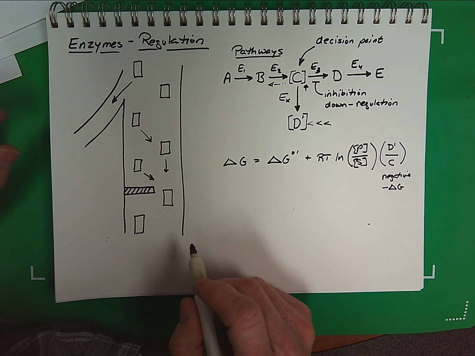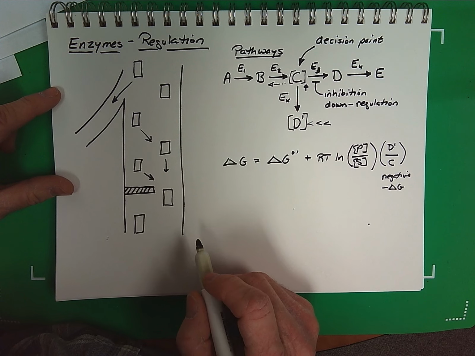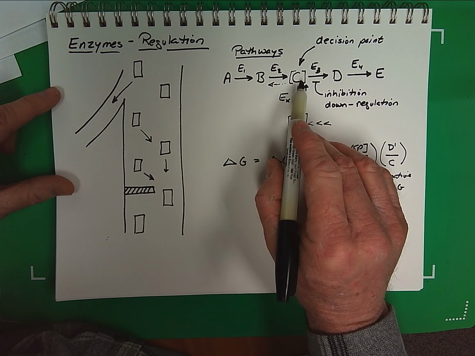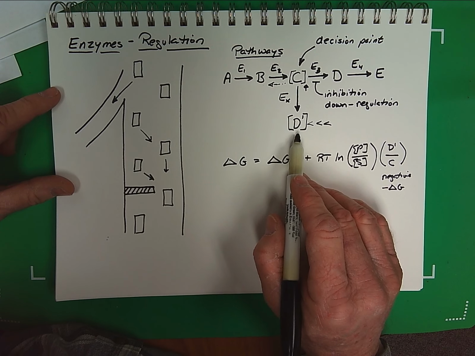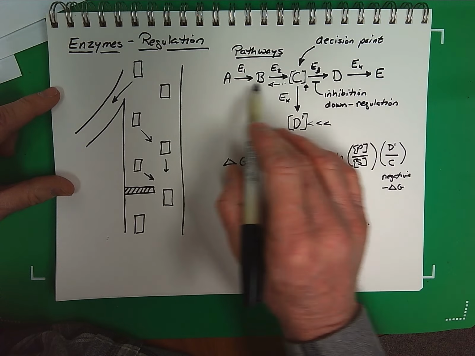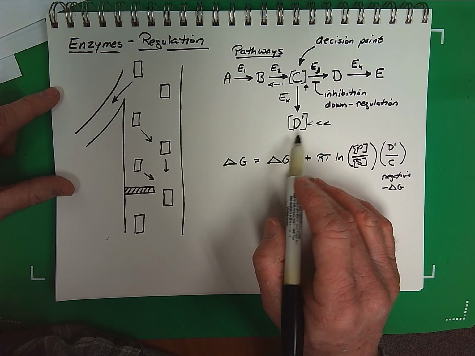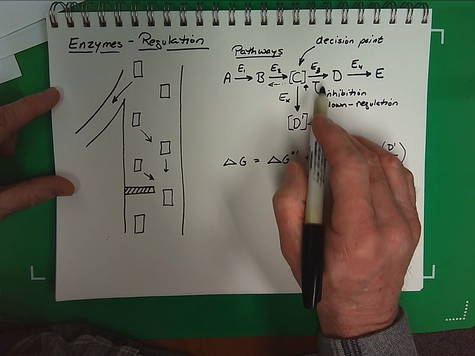So this is one of the most important properties of enzyme regulation, is that we are able to take branch points at these decision points and fill these branch pathways, diverting substrates and products from the main pathway into branch pathways by inhibiting downstream enzymes.